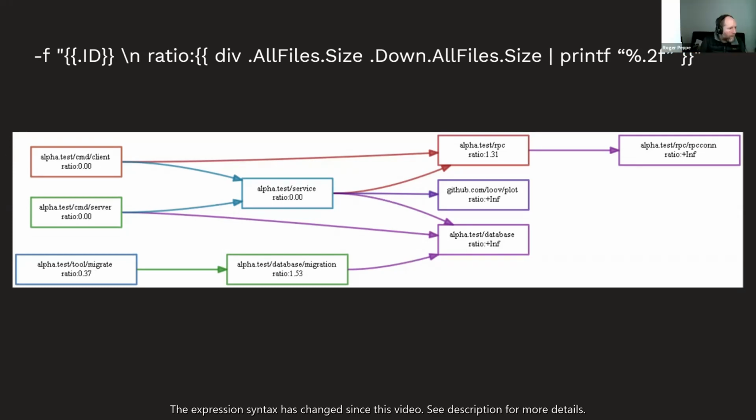And of course, you can do computations, like the ratio of all files size divided by the downstream file size. That's not particularly useful, and I wasn't able to come up with a really good example here, but you might need it to calculate things. And that's mostly about the expression and the formatting. Any questions about this? No?